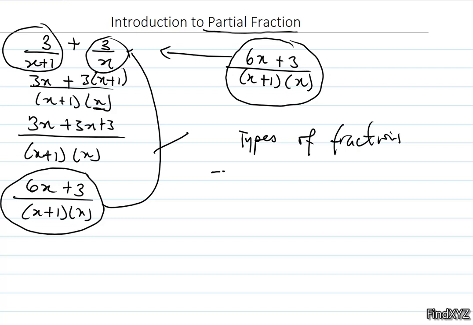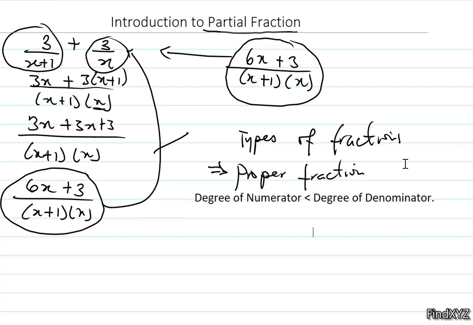One thing that you have to take note of is that we have types of fractions. So we have proper fractions. A proper fraction is a fraction where the degree of the numerator is less than the degree of the denominator. Less. It cannot be equal. It has to be less. It means that at any point in time, the degree of the denominator is bigger than the degree of the numerator.